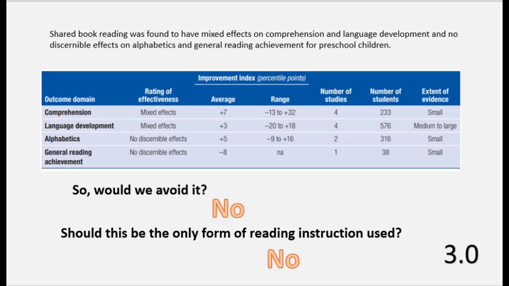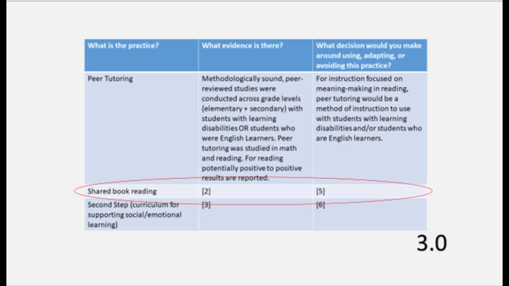Based on the evidence provided in that report, there are mixed effects in some areas and no discernible effects in others. What does this mean? Should we avoid the practice? No. Should this be all that we do to support reading development for students with or at risk for disabilities? No. I can summarize my thinking on this chart and show how I'm being a critical consumer.